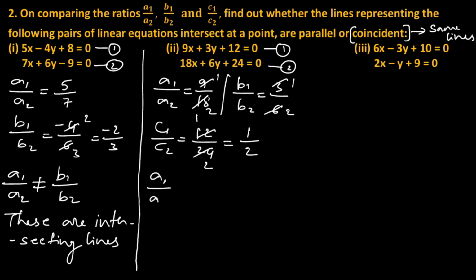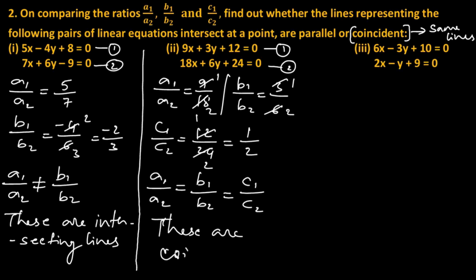Now, a1 by a2 is equal to b1 by b2 is equal to c1 by c2. So, these lines are coincident lines. These are coincident.